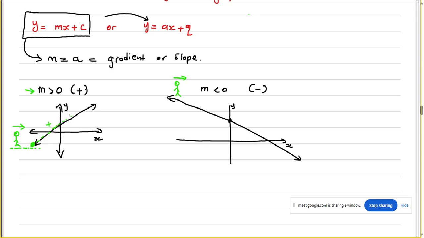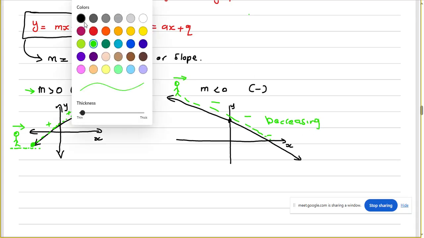That's why we are saying this is a positive gradient. You are moving up, meaning it's an increasing function. Then if you start moving left to right, can you see that at this point you'll be moving down because the slope is negative? Then we call this one a decreasing function.